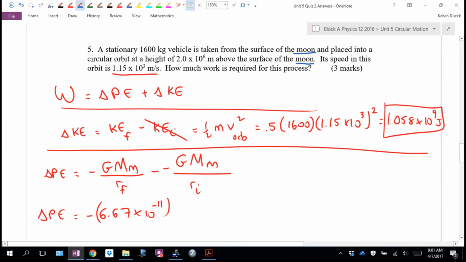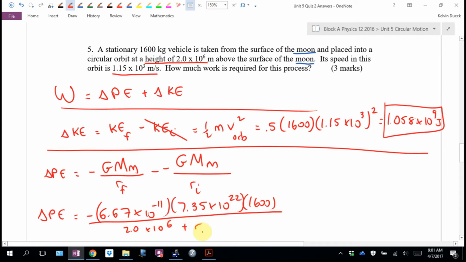I don't know the mass of the moon. It's 7.35 times 10 to the 22. Mass of the satellite, 1600, divided by... Oh, they gave me a height. So it's going to be 2.0 times 10 to the 6th plus the radius of the moon, which I don't know, but I'll get in a second.